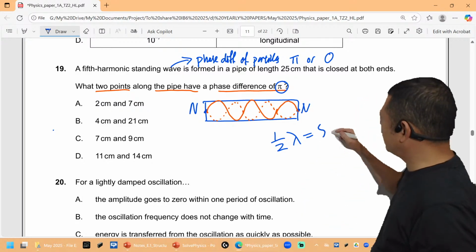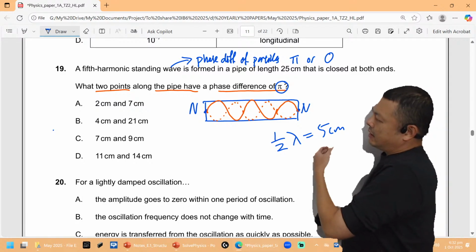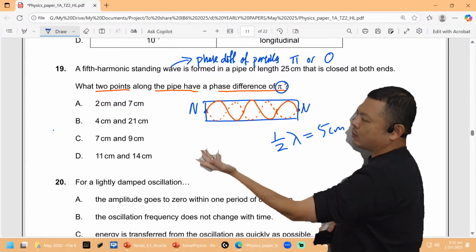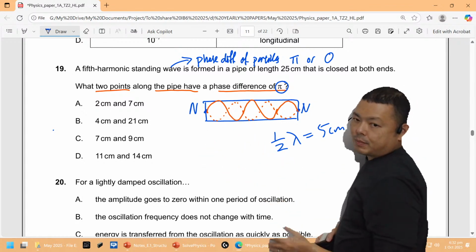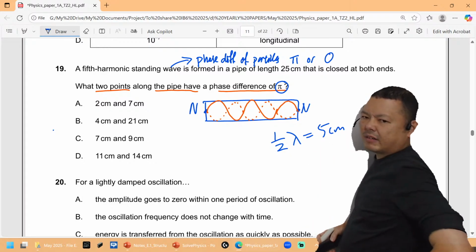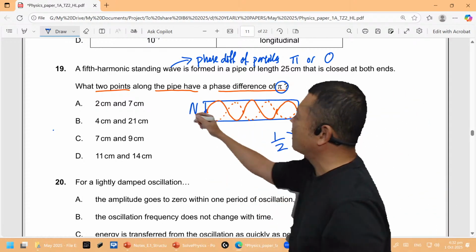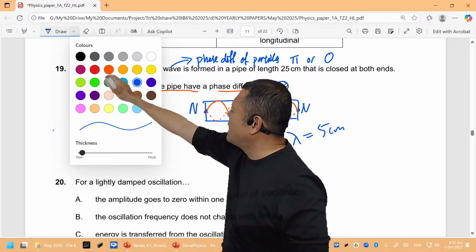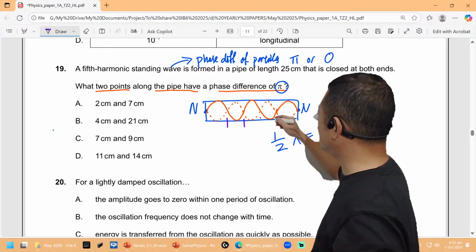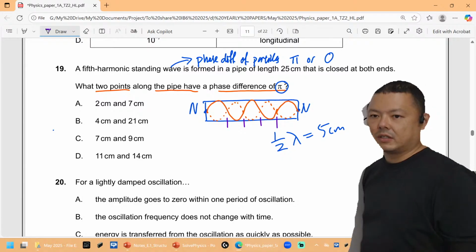5 cm, is it? Okay. So if you have particles within 5 cm, they will be in phase. If they are beyond 5 cm, actually no. So you don't have to compare it like that. Basically, it means you need to find out the distance at every node, like here, and here, and here, and here, and then you see which one is in the wrong section.